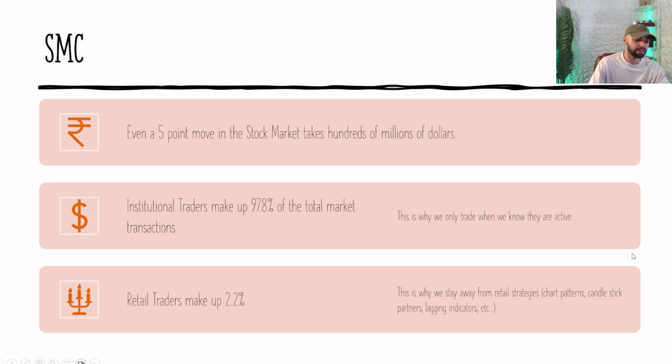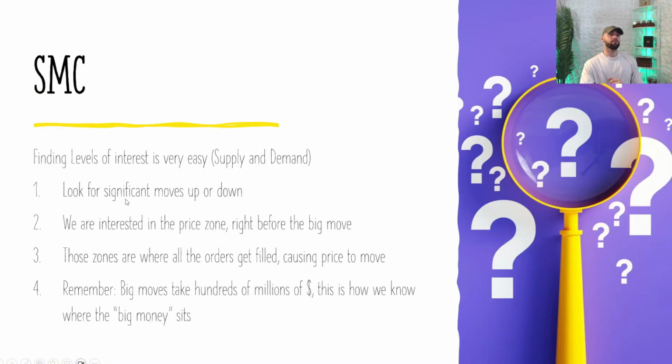Not exactly how they trade, because that's basically impossible, as they have to trade differently because of liquidity. We'll talk about that soon. But we want to be able to follow the way they're going, not try to make up some bullshit patterns. So finding levels of interest, basically supply and demand. We're going to look for significant moves up and down, right? I'll show you what that means as well.